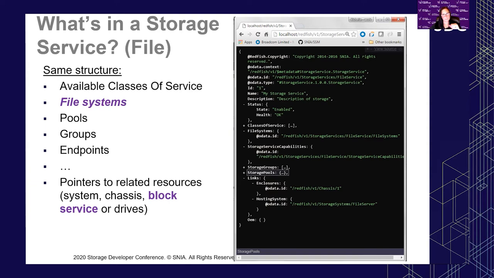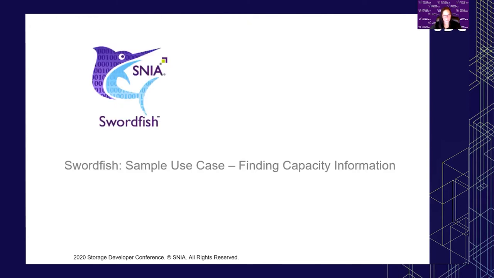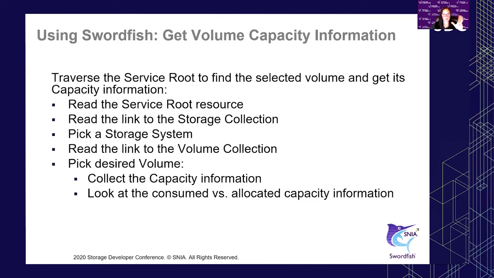Okay. So instead of just navigating our way around, let's actually navigate for a purpose. We want to do a specific action. So let's find some capacity information on a volume. What we're going to do is go back to what we talked about at first. We can go to the storage collection off the service root, find a system, find its volume, and go down and find capacity. So that's what we're going to do.